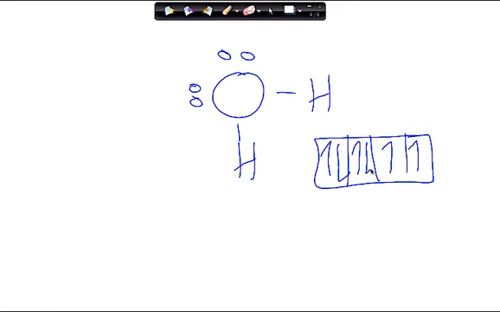Okay, so this then is what you've got to be able to do. How many hybrid orbitals are there? 4. So how do we form 4 hybrid orbitals? Well, we take an s and we take 3 p's.